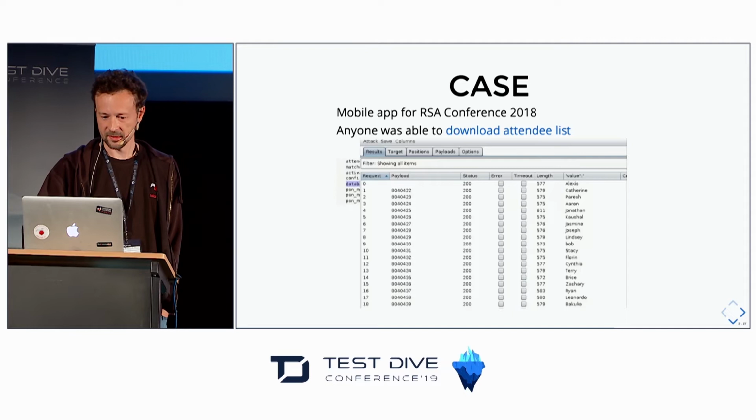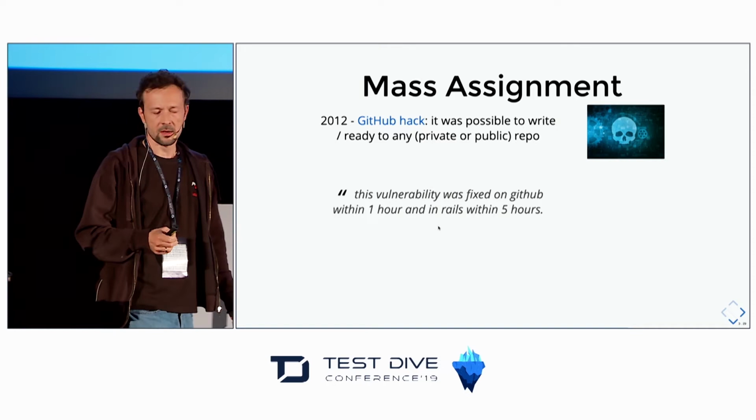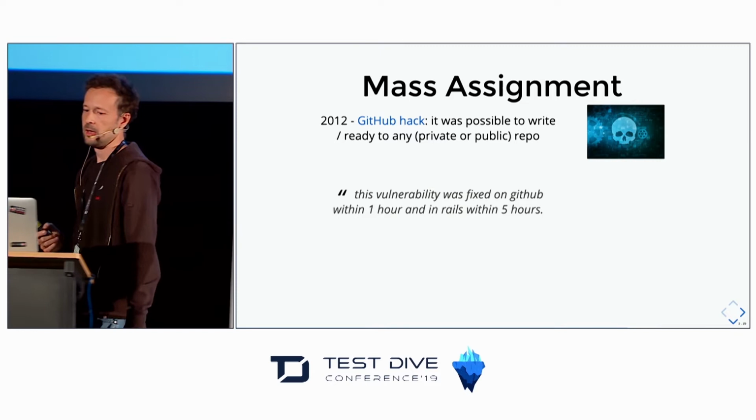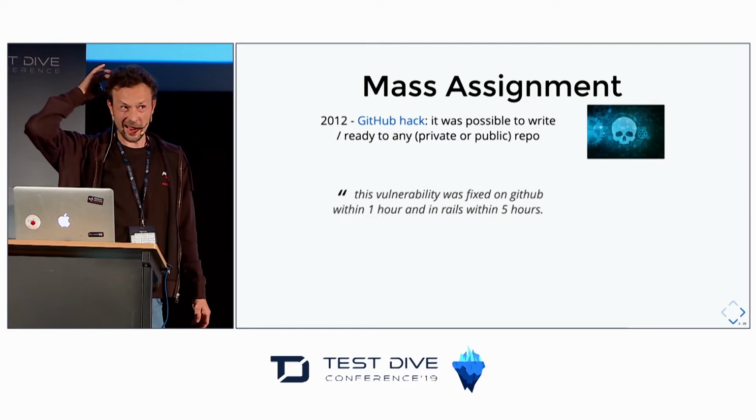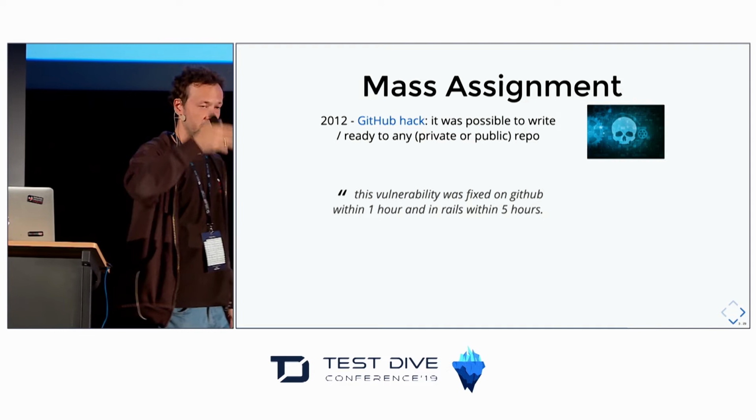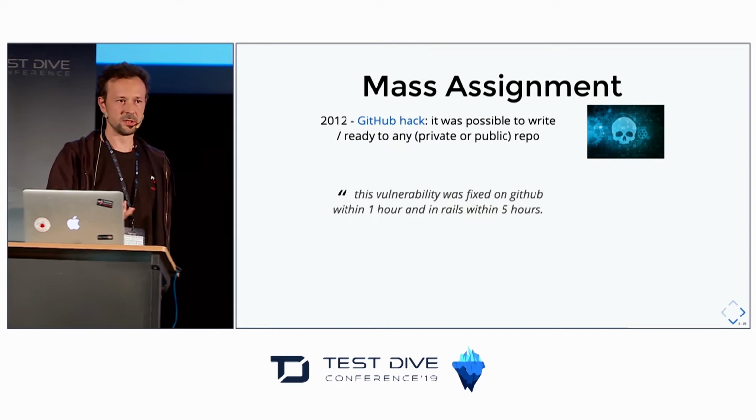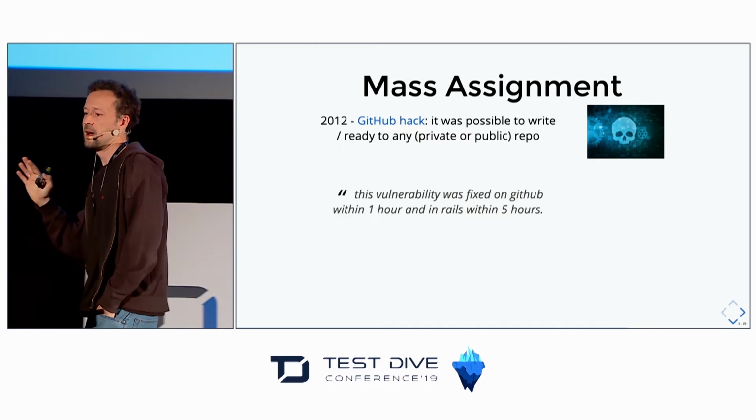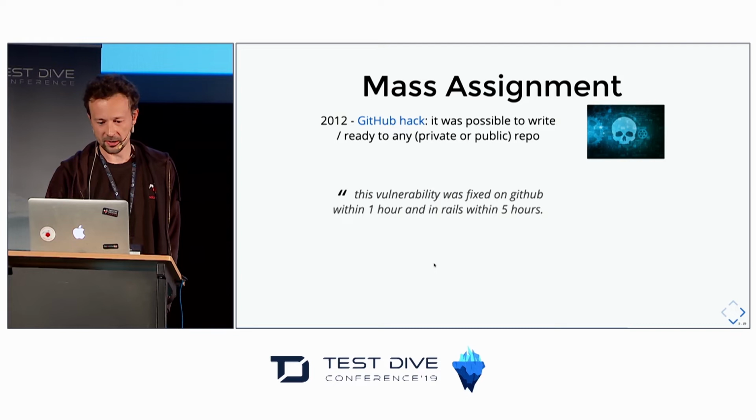And this is also quite a nice vulnerability. In 2012, it was used to hack GitHub, and the bug there was something like this. You were able to write to every single repository, write stuff to a private repository, public repository, no matter. And actually, the guy published this on his blog, and he then emailed GitHub, ha ha ha, you have a bug here. So they banned him, they had problems and stuff like this. But they fixed this very, very quickly. Okay, how it works.